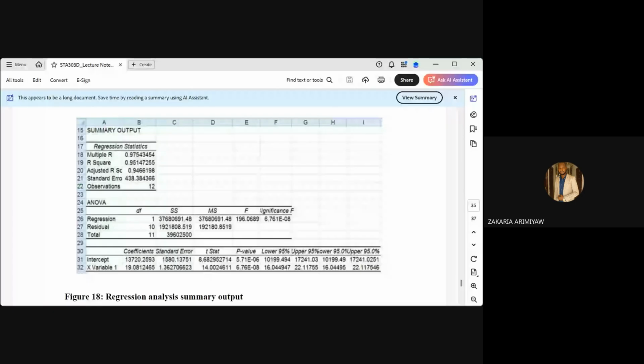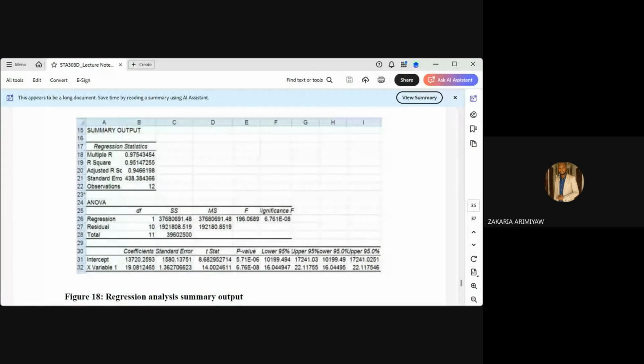Then you have R squared. That is the square of the correlation coefficient, what you call the coefficient of determination. So the value is going to be given. Since this is a simple regression model, the multiple R is the same as your correlation coefficient. So if you square this value, it will give you the R square.